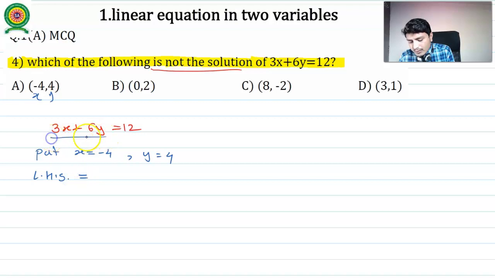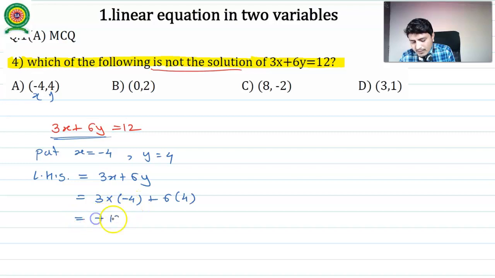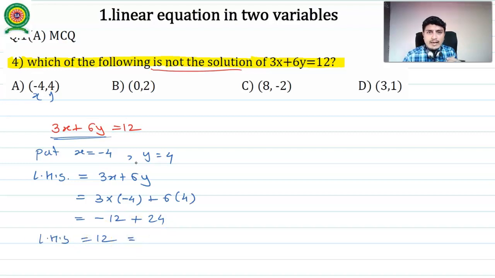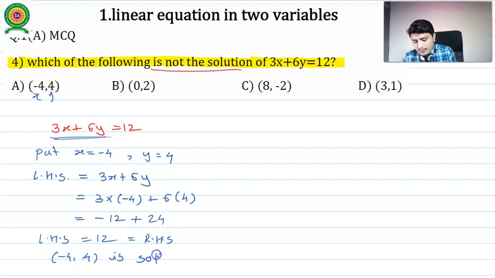LHS of the given equation is 3x plus 6y. Try to replace now x by minus 4 and y by 4. So we are getting 4 3s are 12, so minus 12, plus 6 4s are 24, minus 12 plus 24 is 12. So after simplifying the LHS, we are getting exactly the RHS. So we can say that minus 4 comma 4 is a solution of the given linear equation in 2 variables.